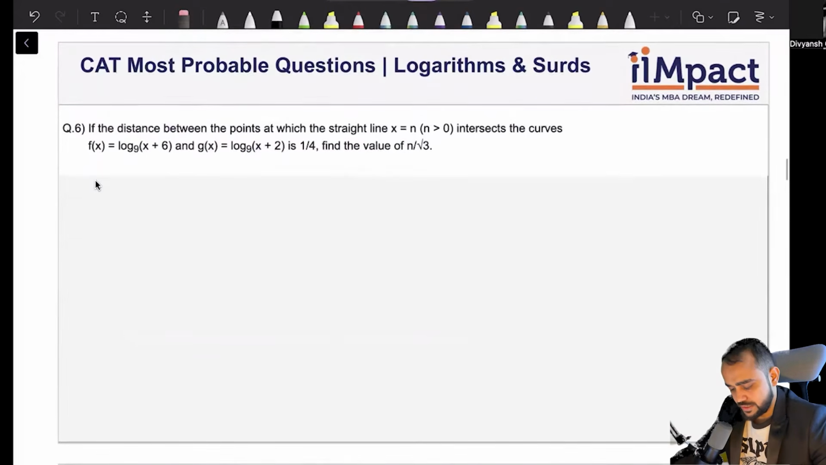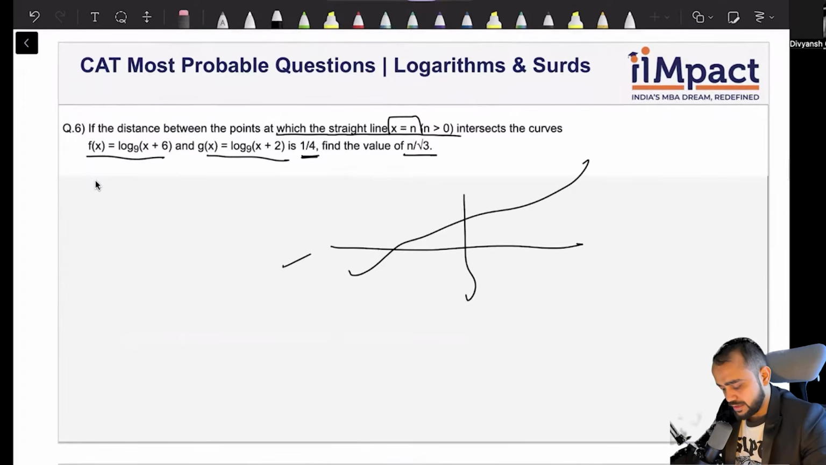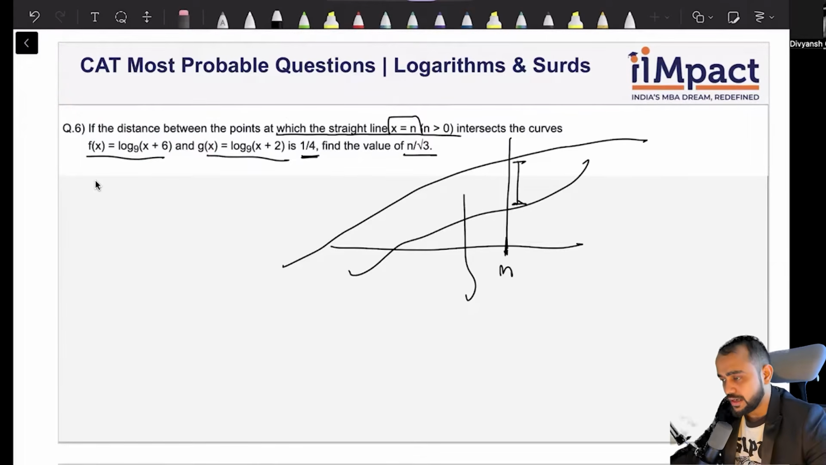All right, moving on. The next question. If the distance between the points at which the straight line x is equal to n intersects the curve this and this is 1 by 4, then we have to find the value of n by root 3. The setup is a bit intimidating, distance between the points, but because they have fixed the x value at n, let's say this is graph 1 and this is graph 2, at x is equal to n, wouldn't the distance be the difference of their y coordinates, which is essentially going to be what? Difference between the values these functions take at x equal to n.